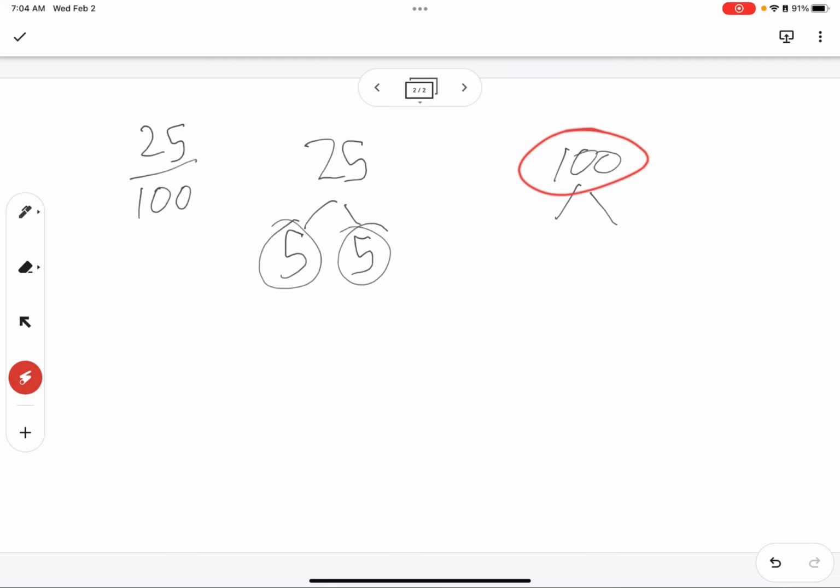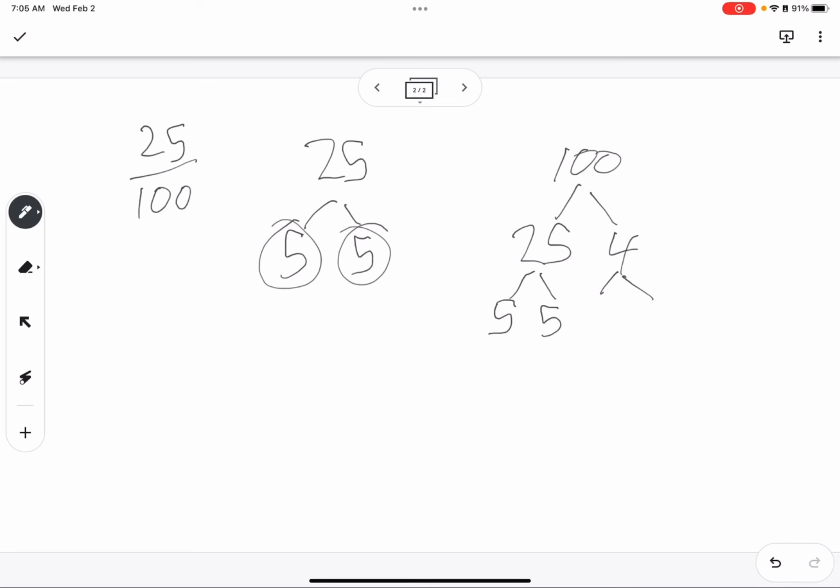Now, I look over here. What two numbers can I multiply to get 100? Well, let's try 25 times 4. Are either of these prime? Nope. So since they're not prime, I'm going to put the legs under each one. Two numbers I can multiply to get 25 are 5 times 5. Two numbers I can multiply to get 4 are 2 and 2. Now, are any of these prime? Yep, they all are.